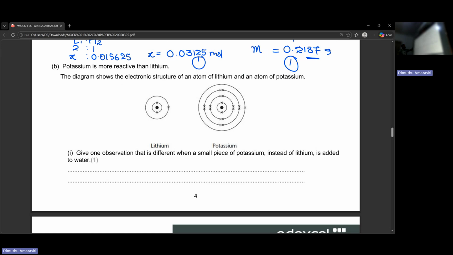All right, part B. Give one observation that is different from small piece of potassium instead of lithium. Definitely, potassium gives what? Explosive reaction. Lilac flame. Or so you can say explosive reaction. And also it turns into a ball. It's correct. Your lithium doesn't.